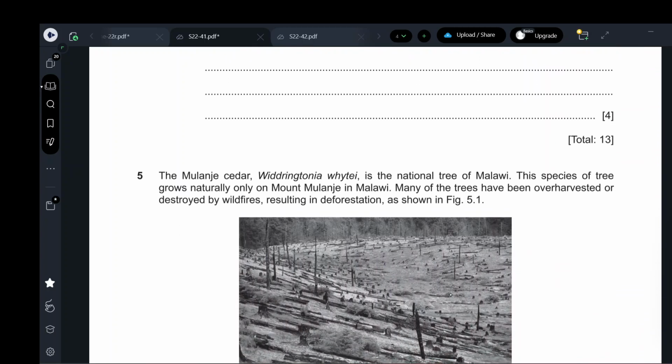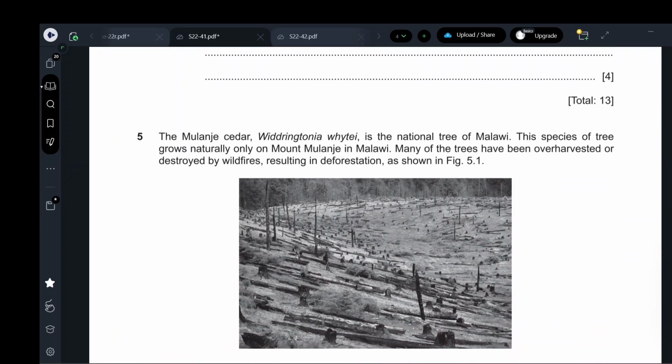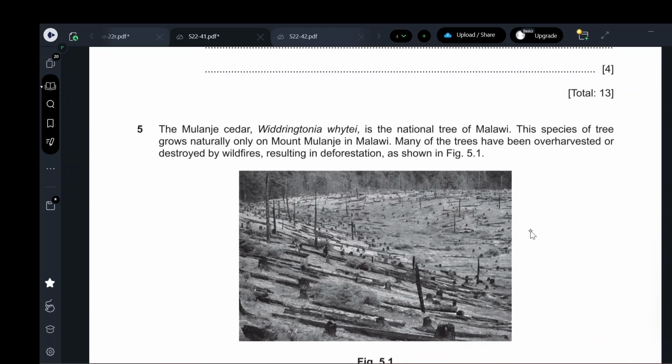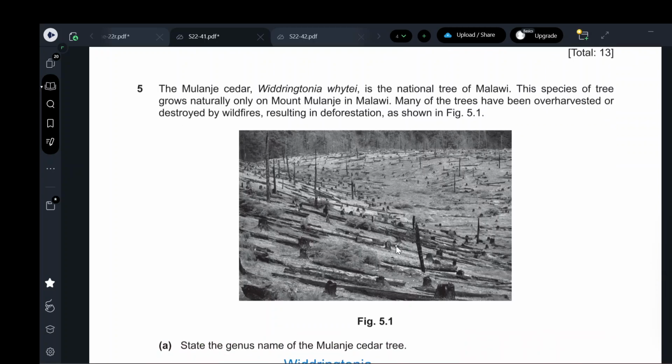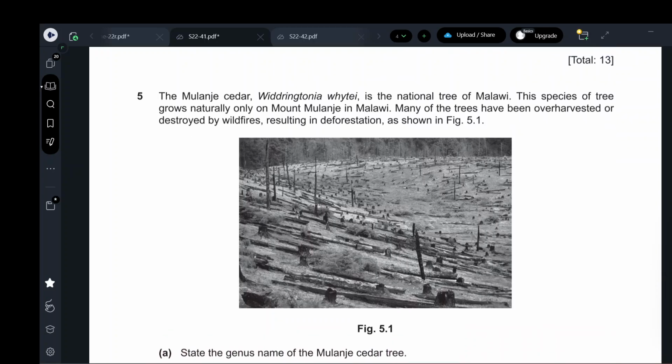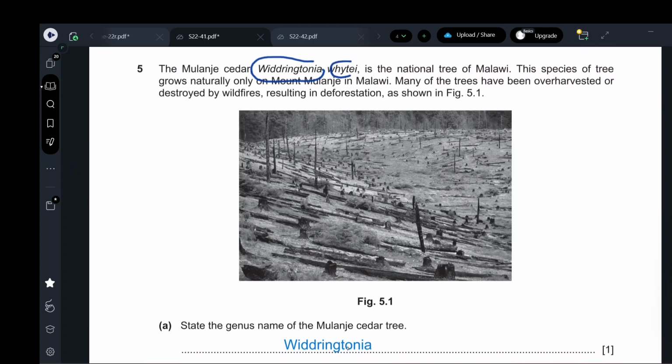The Mulanje cedar, where he gave me the binomial name, is the national tree of Malawi. This species of tree grows naturally on Mount Mulanje in Malawi. Many of these trees have been over-harvested or destroyed by wildfires, resulting in deforestation. What is the genus? Of course, the genus is the first name in the binomial name. The first name, capital letter, is the genus. The second name is the species. You do not need to memorize it. It's already given.